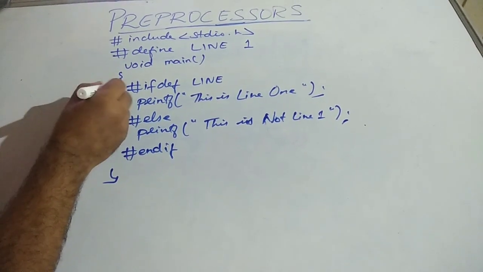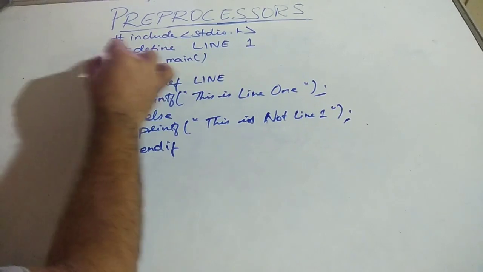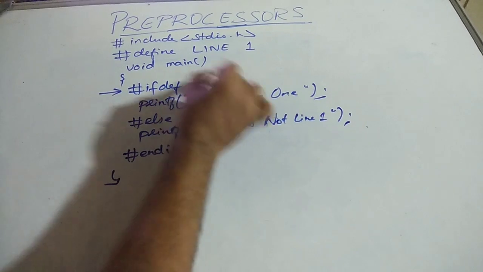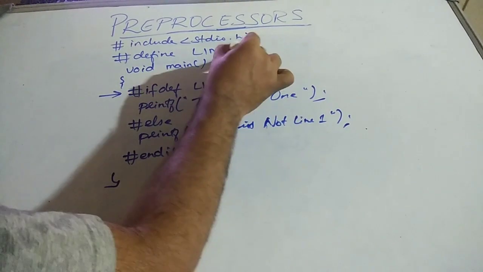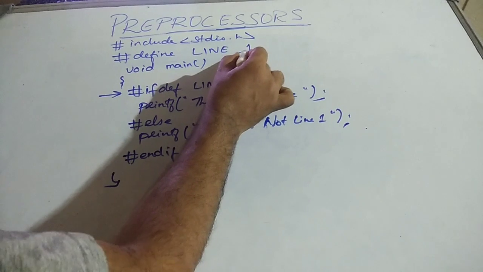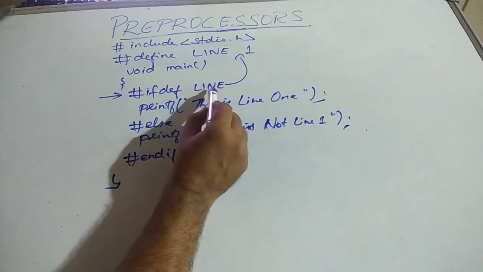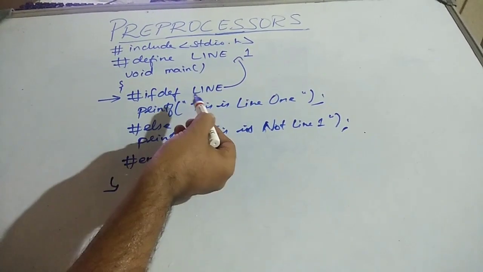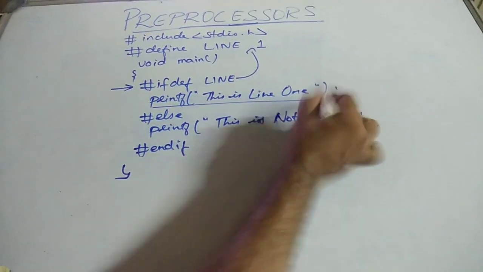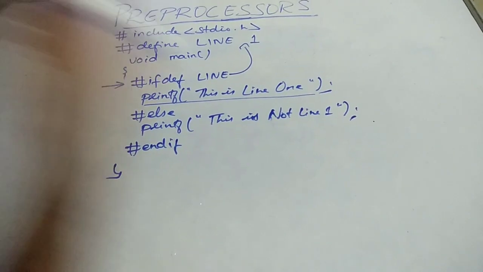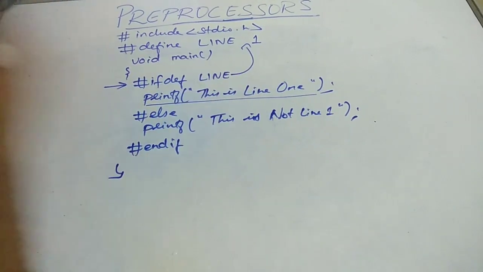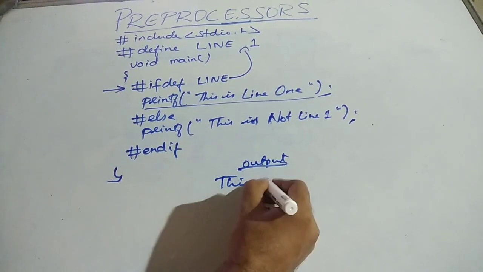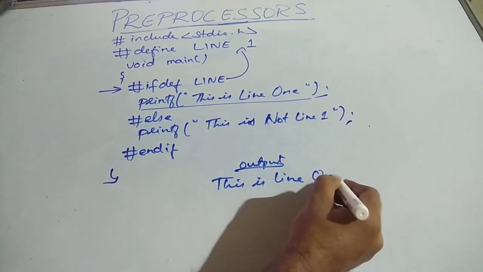So first the control will transfer here. Here I am defining a macro already, it is known to the compiler. If define line, so the macro line is being searched in the program, so it is defined. So here the line is defined and the substitute text is 1. Means wherever I get this line, I should replace by 1. So if define 1, so this macro is defined. Then the condition becomes true. So this part of the code will be executed. Hence in the output you will get this is line 1. Is it clear? So in the output you will get this is line 1.